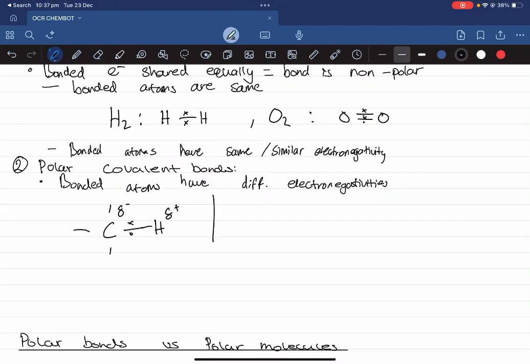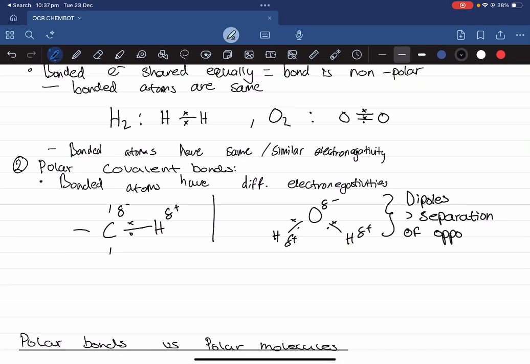It's most easily visualized within water. So when we do have a water molecule, like we mentioned earlier, this is what leads to that strong delta negative and delta positive charges. Now, these are what are called dipoles. Now, all a dipole is the separation of opposite charges across a covalent bond. And that is a definition you must know.